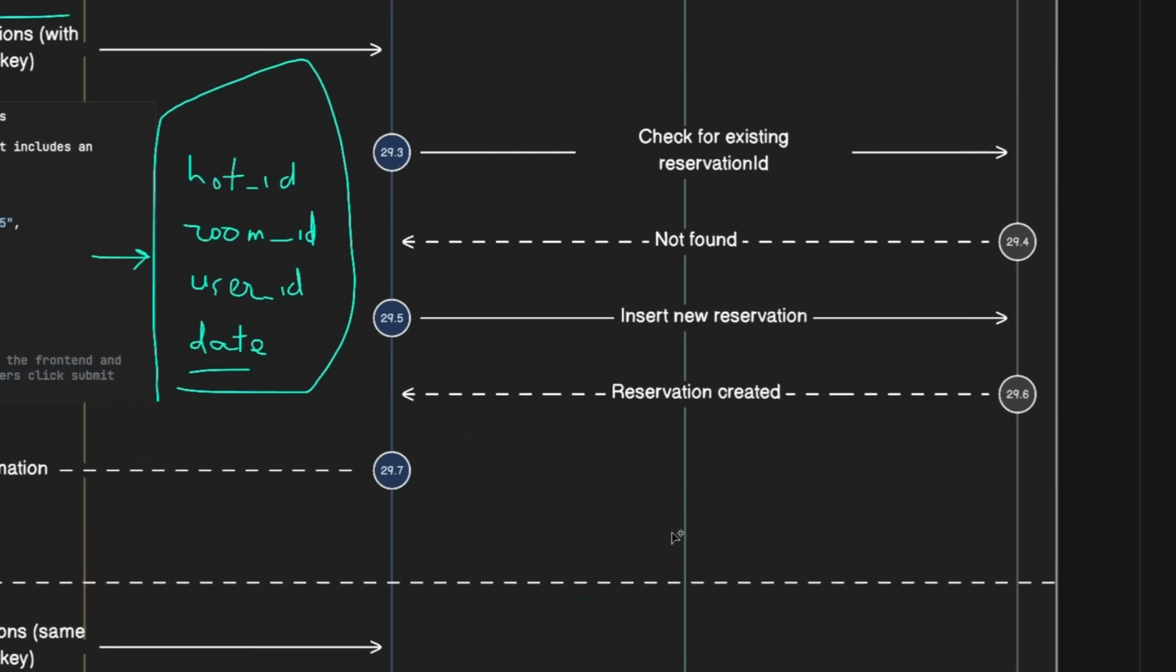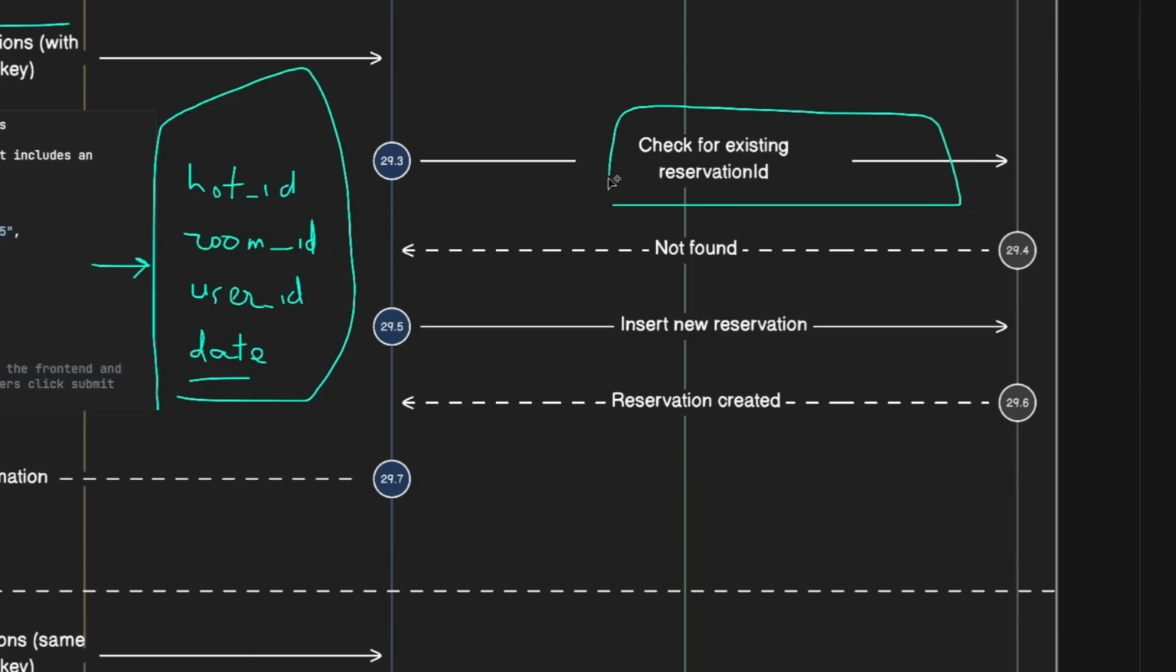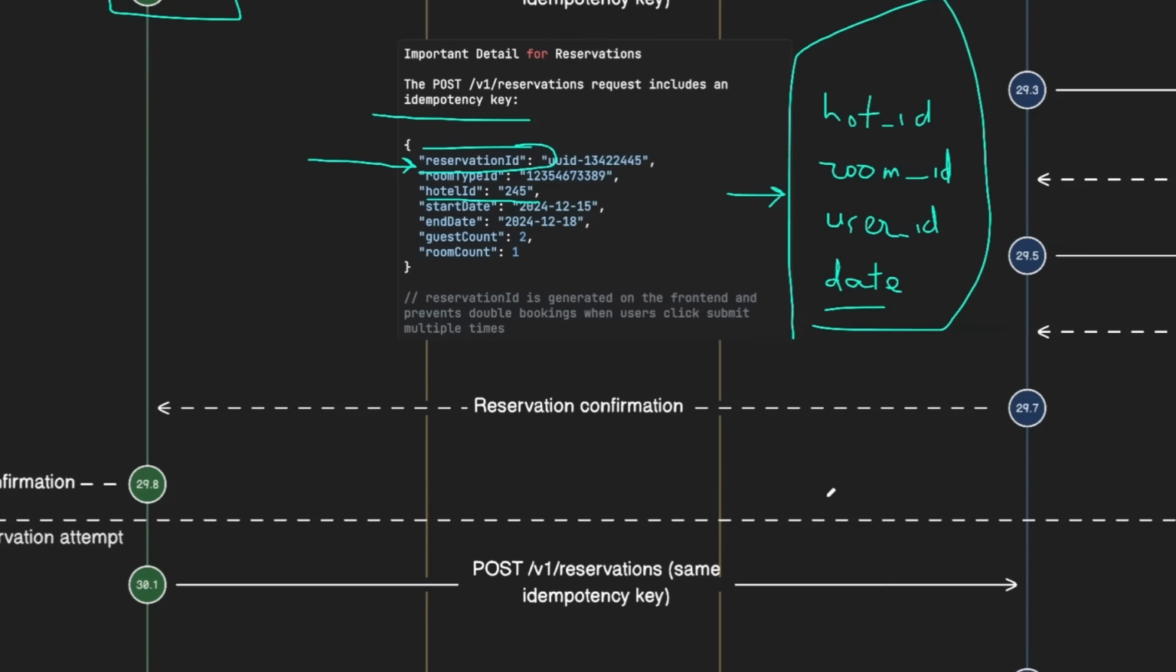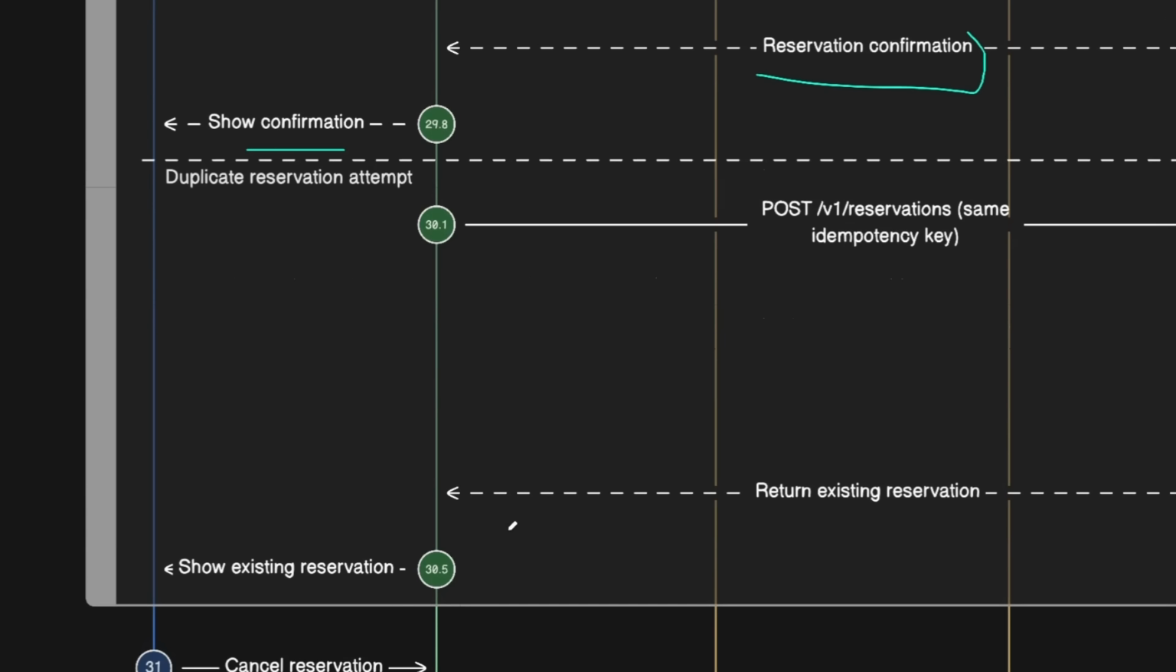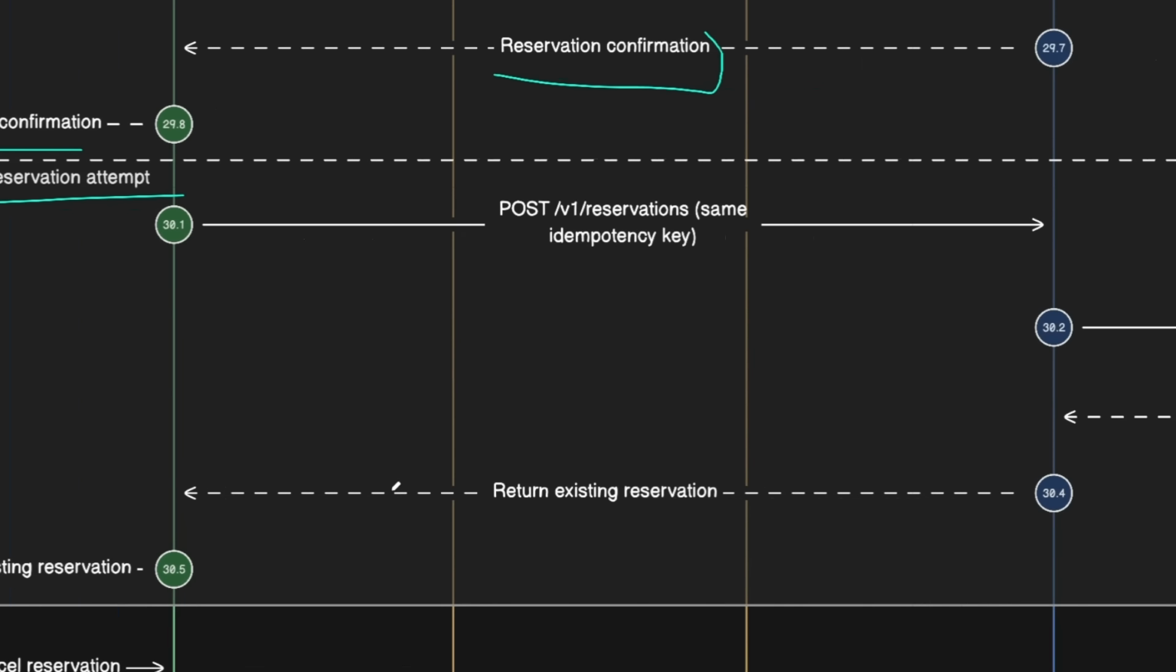So here we will first check for an existing reservation ID. If it's not found, then we will insert a new reservation. So assuming it's not a double booking and we get the reservation confirmation, we will just show them the confirmation, and behind the scenes a Kafka message will be published and will send notifications to the user and to the owner of the hotel. But if it's a duplicate reservation attempt, then they will make a request and this will contain that reservation ID.